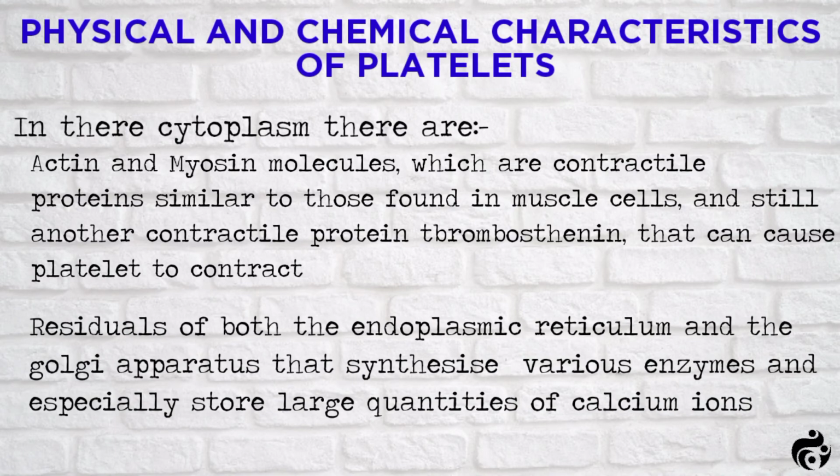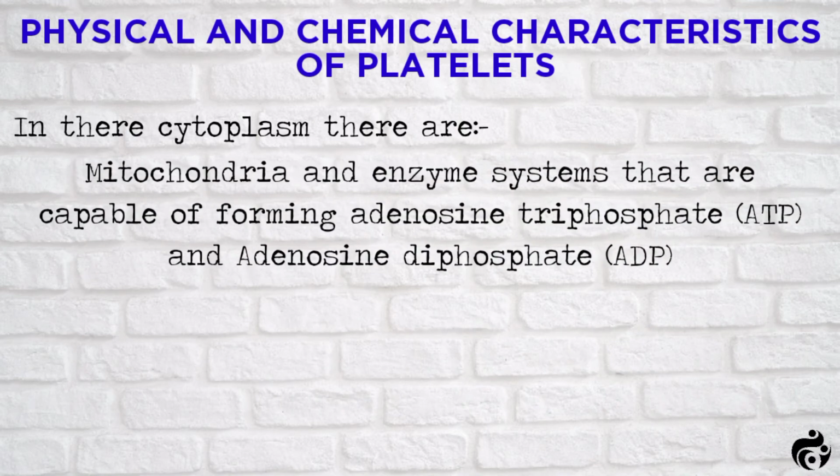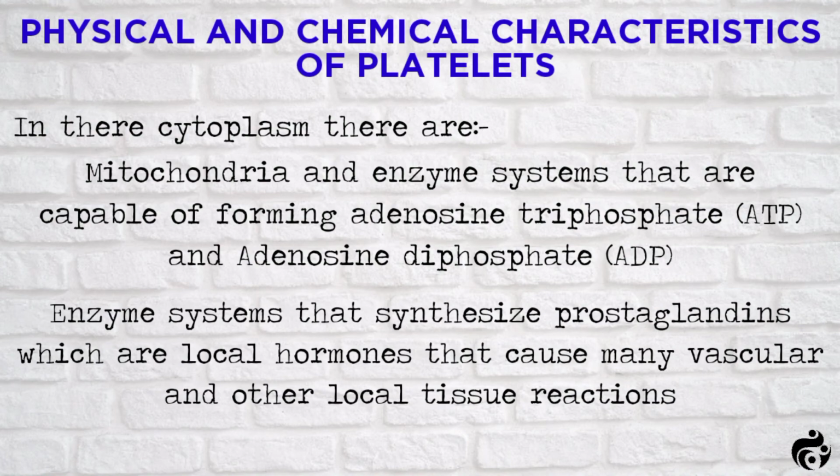Residuals of both the endoplasmic reticulum and the Golgi apparatus that synthesize various enzymes and especially store large quantities of calcium ions. Mitochondria and enzyme systems that are capable of forming adenosine triphosphate, that is ATP, and adenosine diphosphate, ADP. Enzyme systems that synthesize prostaglandins, which are local hormones that cause many vascular and other local tissue reactions.